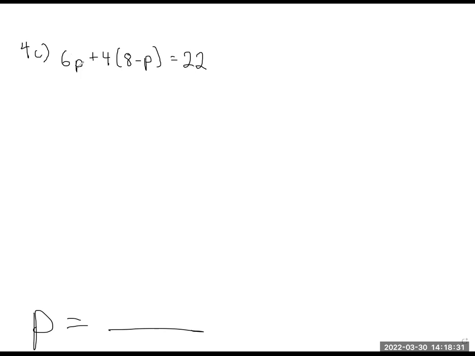For something like this, what could you do to make your life easier? I'm gonna give you 30 seconds. Just think about it. What could you do to make your life easier so that you can get P all alone at the end? A better question? What is keeping you from getting P alone? What is complicated about this?